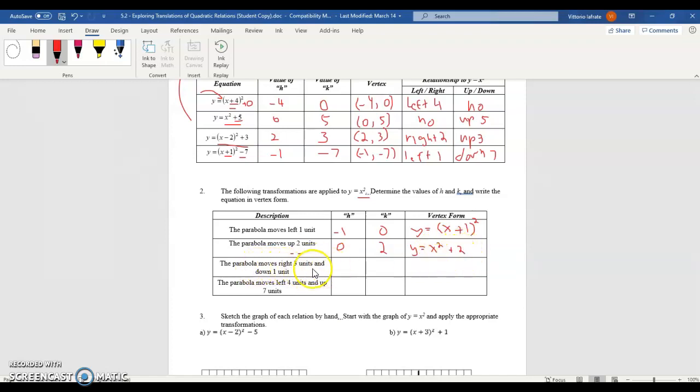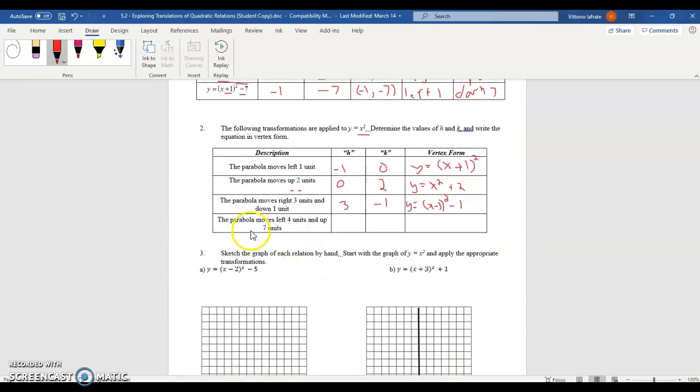Parabola moves right 3 units and down 1 unit. So if it moved right 3 units, we know our h is going to be positive 3. Down 1 unit, so it went down, we're going to have -1. And so if we were going to write this out in our vertex form, we would have brackets x minus 3, because our h will be positive when we take it out, squared, and it went down 1 unit, minus 1, just like that.